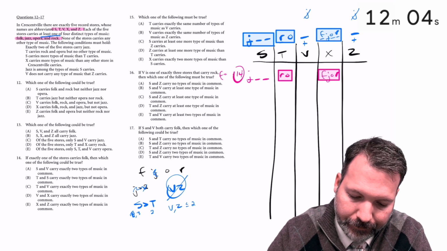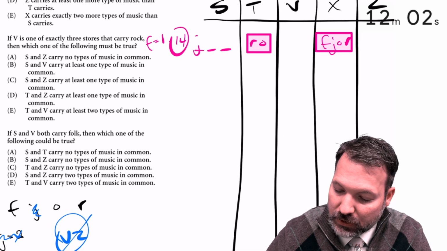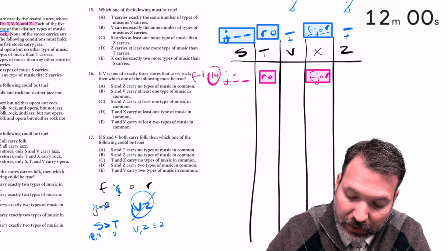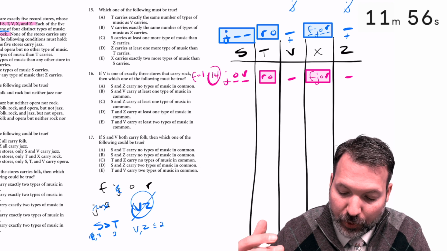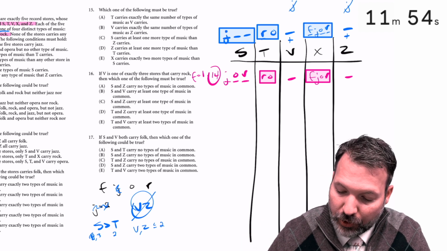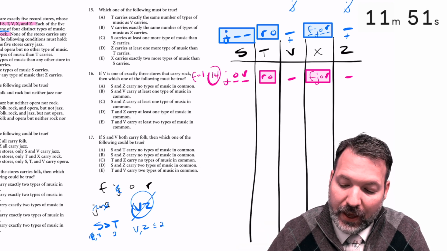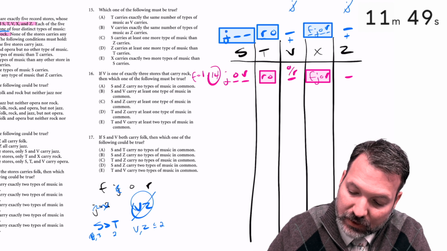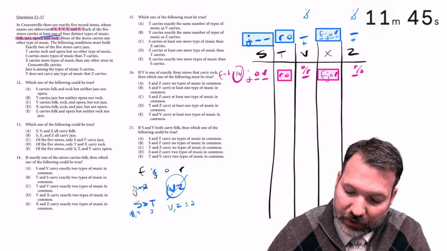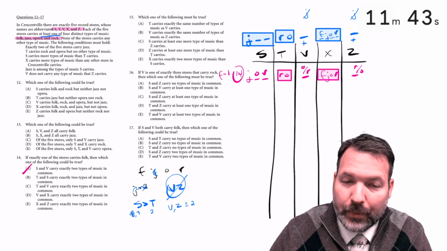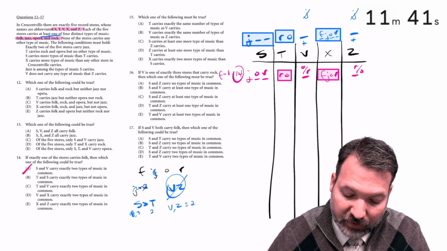So folk is used once, folk is done, which means actually J has to be filled up by O or R, and since I'm done with J, S has to be filled out with both O and R. Since I'm done with J and F now, V and Z simply alternate between O and R. There we go. S and V carry exactly 2 types of music in common. Not possible now because V can't carry 2 types of music.